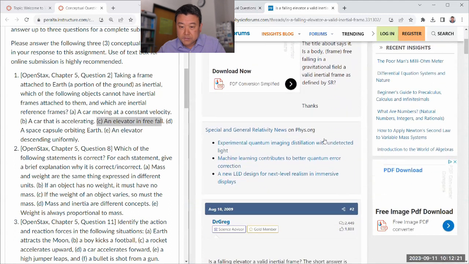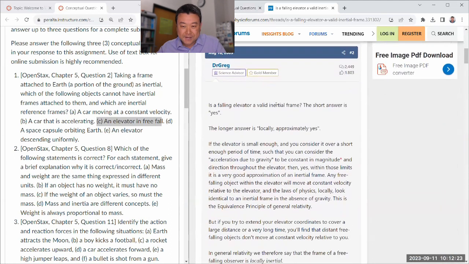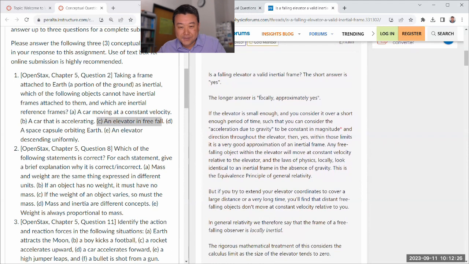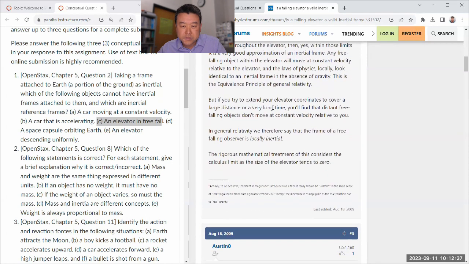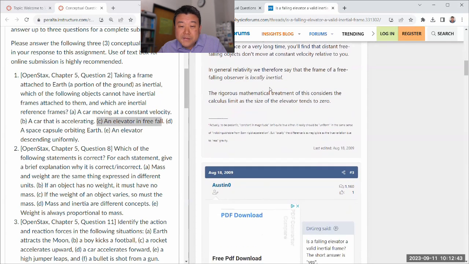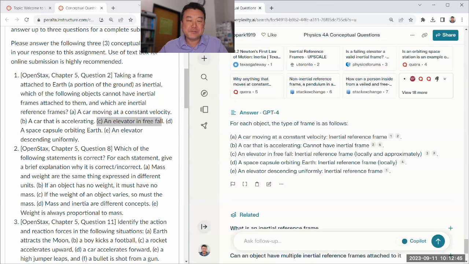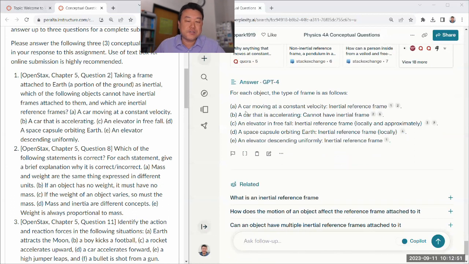Free falling, special relativity. Longer answer is small enough. Yeah, this is describing a locally co-moving inertial reference frame. Anyways, the answer is it's complicated. There's a way to attach an inertial reference frame there. D, a car that is accelerating. Wait, what? Oh, space capsule. Yeah, the space capsule orbiting Earth.